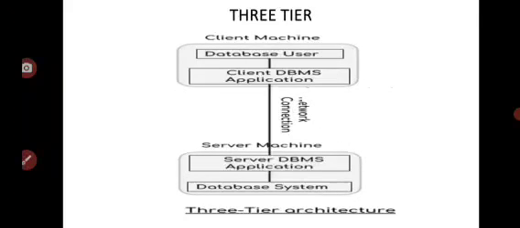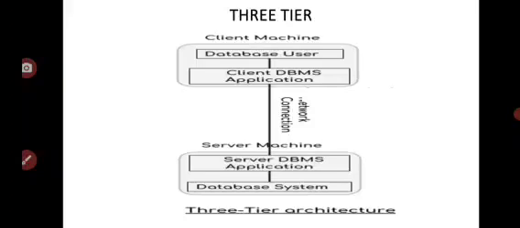And the last one we come across, the three-tier architecture. In the previous slide we saw that the client machine contains the database user as well as the client database application. There are no changes there, and there is a network connection between them, connected back to the server machine. In the server machine, there is a little modification. The server DBMS application is there, and in turn it is connected to the database system.